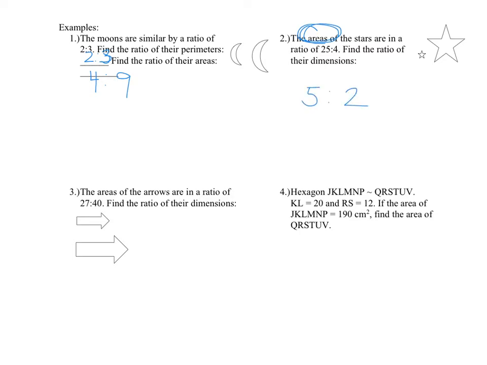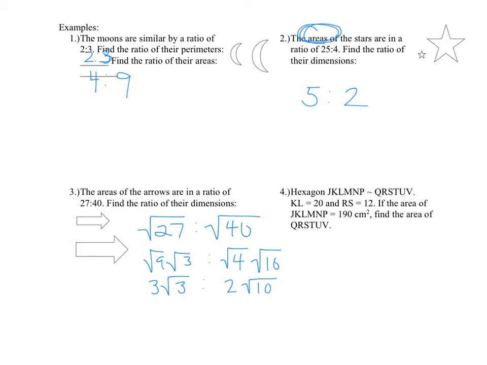All right, number 3, the area of these arrows are in a ratio of 27 to 40, and we want to find the ratio of their dimensions. So again, we're going to take the square root. This time they're not perfect squares. So we want to take the square root of 27, and then we take the square root of 40. Now we have to simplify just like we would any other radical. So we want to think about what perfect squares go into these. Well, square root of 9 in 27, so we've got radical 9, radical 3, and then inside of 40 we have radical 4, radical 10. So now we get 3 radical 3 and 2 radical 10.